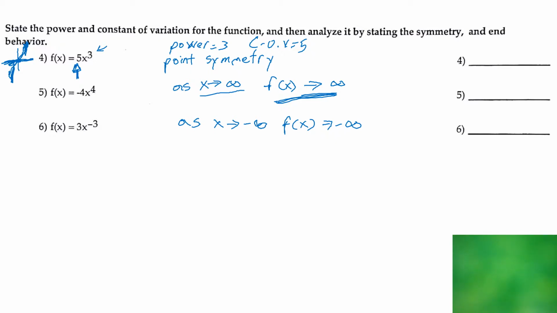So we can do the same type of analysis on the other two functions. For question 5, we're going to say that it is going to have a power of 4. It's going to have a constant of variation of -4. That's the number in front. And we can also say that since it has an even power, instead of having point symmetry, it's going to have what's called line symmetry.